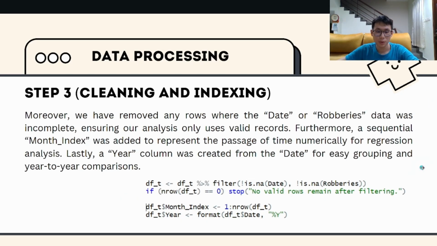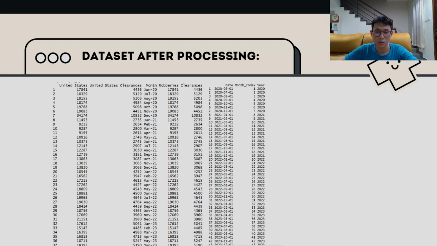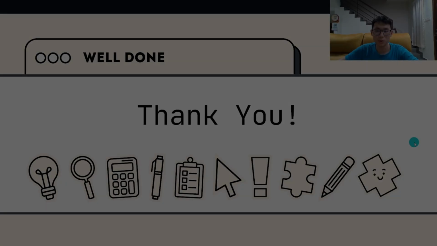Step 3 is cleaning and indexing. We removed any rows where the date and robberies data were incomplete. This ensures our analysis only uses valid records. Furthermore, a sequential months index was added to represent the passage of time numerically for regression analysis. And lastly, a year column was created from the date for easy grouping and year-to-year comparison. Here is the code for cleaning and indexing. And here is the dataset before the processing, and here is the dataset after the processing. And that's all for my part.